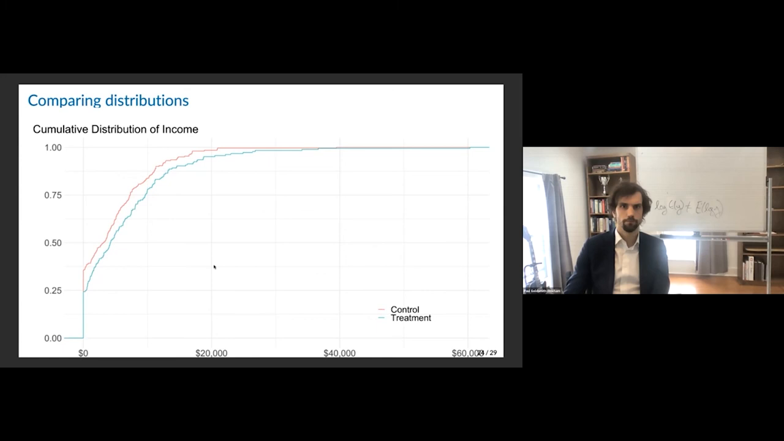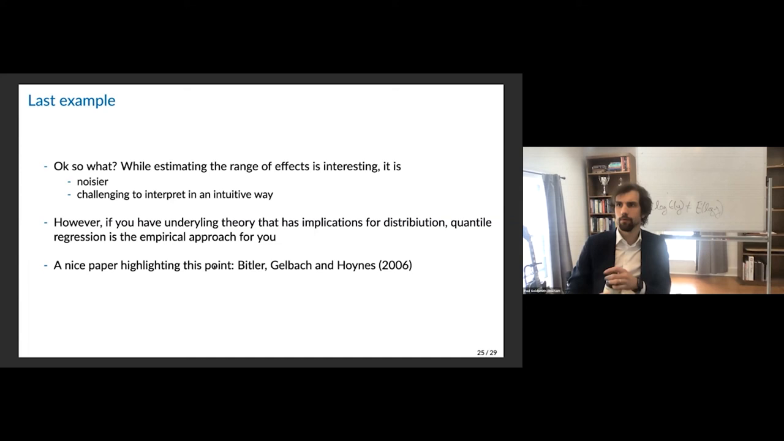Okay, so last example. I was kind of describing what I was going to do on this. I had a friend say, well, so what? Like this quantile stuff, so what? It's interesting to be able to estimate this range of effects, but there's a bunch of problems, right? It's noisier. I think hopefully it was clear from just looking at this table, right?